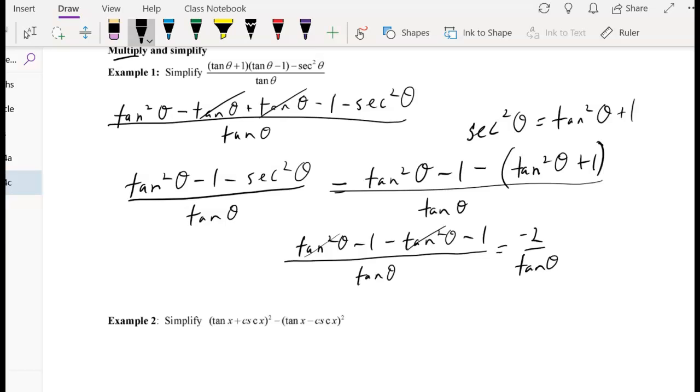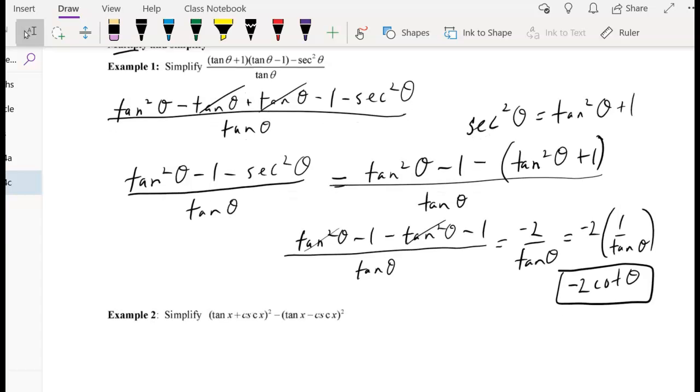Now we're not quite done yet. We can simplify this more, and I'm going to rewrite this as -2 times 1 over the tangent of theta. I'm going to use the reciprocal identity that 1 over the tangent of theta is the cotangent of theta. So this is -2 times the cotangent of theta. That's it.